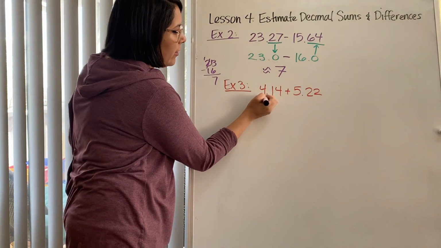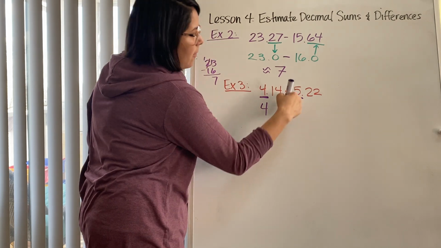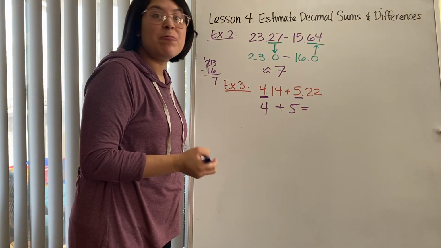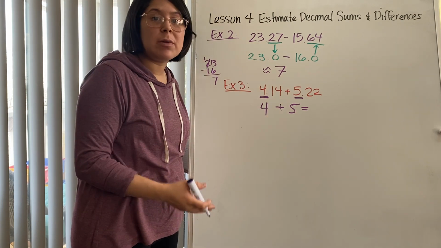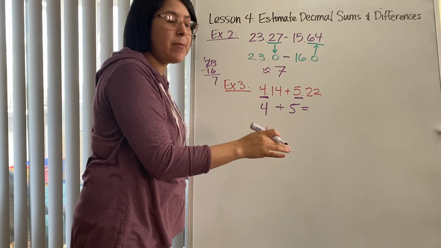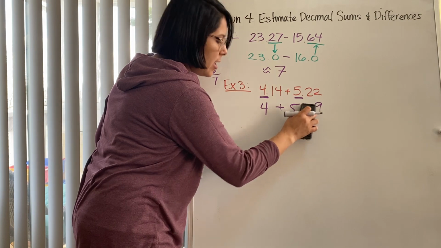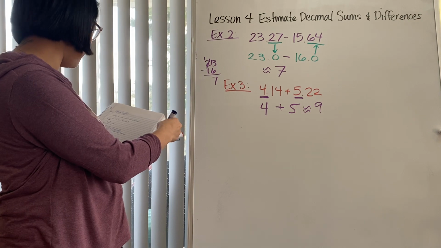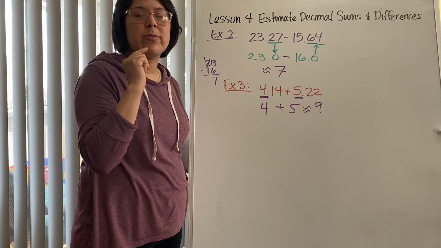Okay, what do I mean by front end estimation? Remember, you're looking at that very first digit. 4.14 becomes 4, 5.52 just becomes 5. Even if this was like 5.99, that would technically round to 6. It's going to actually become a 5 because with front end estimation, we only use that first digit. The rest of it doesn't matter. Okay, my answer would be 9. And again, don't forget, it's not equal to, I forgot. It is approximately 2.